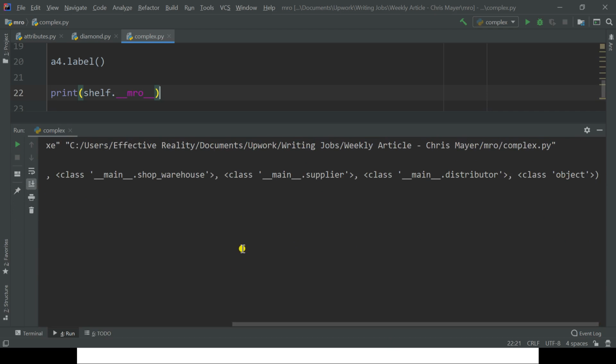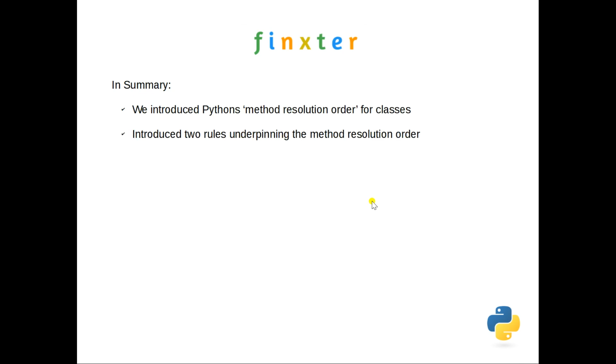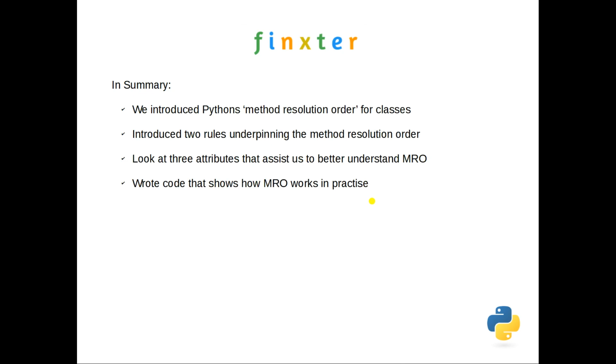So let's just go back to the presentation. So in summary, today we introduced Python's method resolution order for classes. We introduced those two rules underpinning the method resolution order. We looked at three attributes that assisted us to better understand MRO, and we wrote code that shows how MRO works in practice. We also looked at how errors can arise if you're not aware of MRO, how it works, and how to access that flow using either the __mro__ notation or the __bases__ notation.